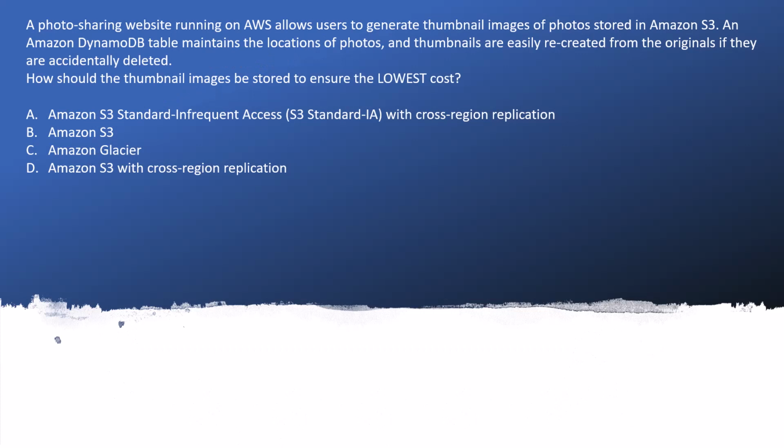So let's jump on the question. A photo sharing website running on AWS allows users to generate thumbnail images of photos stored in Amazon S3. An Amazon DynamoDB table maintains the location of photos, and thumbnails are easily recreated from the original if they are accidentally deleted. How should the thumbnail images be stored to ensure the lowest cost?